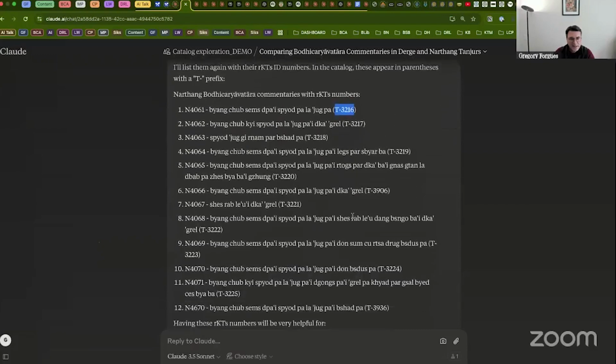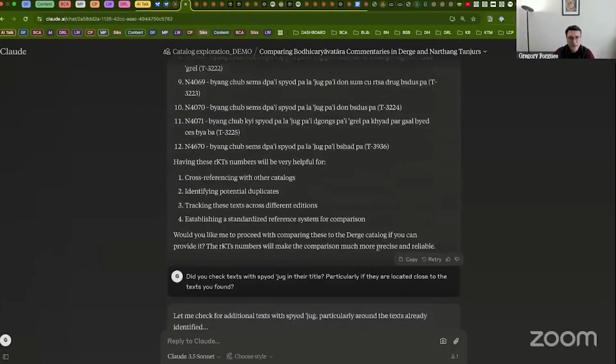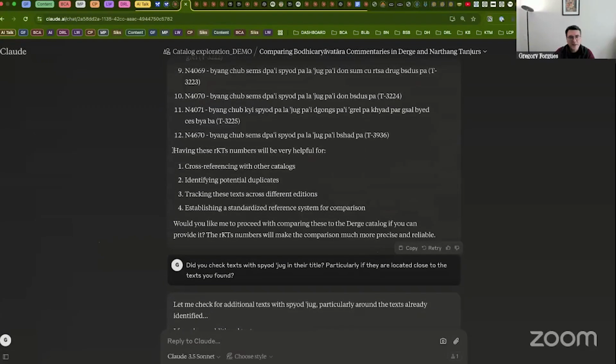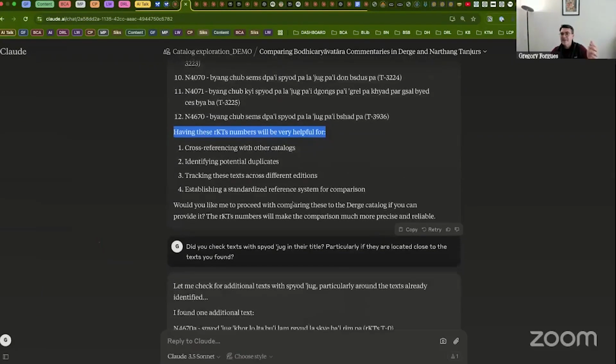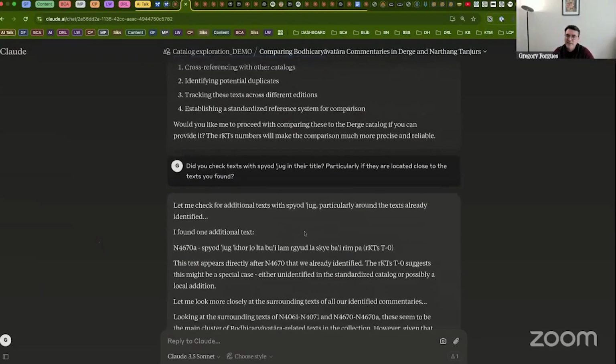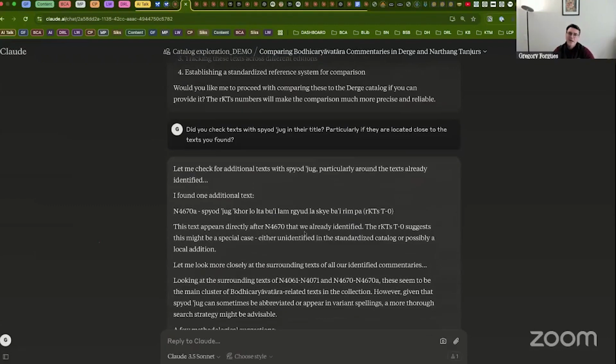So anyway, I'm getting this nice list with the number here. And you see the model is saying exactly that. And that's quite amazing. I mean, look at that. Having these RKTS numbers will be very helpful for cross-referencing with other catalogs, identifying potential duplicates. It's giving me the logic. And that's why I wanted that in the first place. But it's quite amazing to see that the model identifies this as being useful.